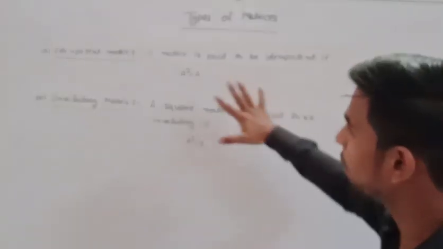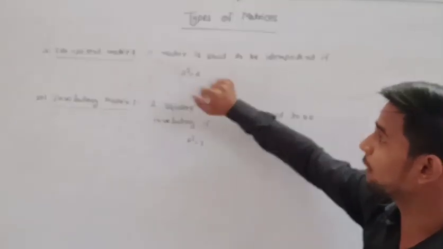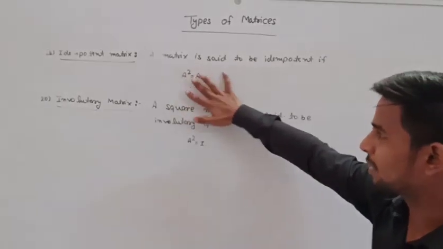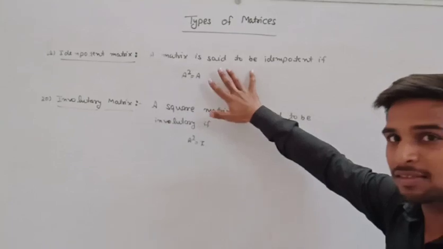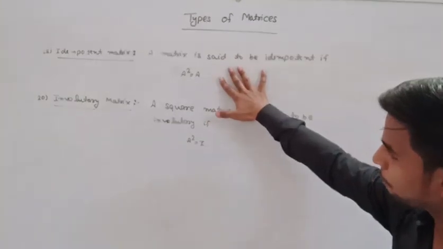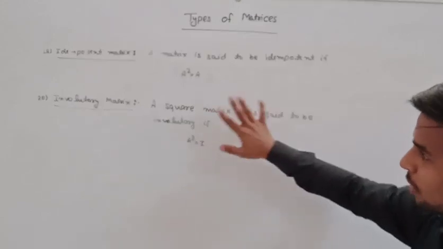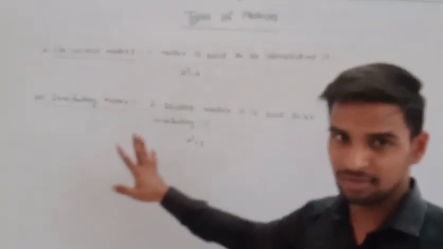The next type of matrix is the idempotent matrix. Here we can see that if the square of the matrix is equal to that matrix, then it is said to be idempotent. But when the square of that matrix is equal to the identity matrix, that will be an involutory matrix.